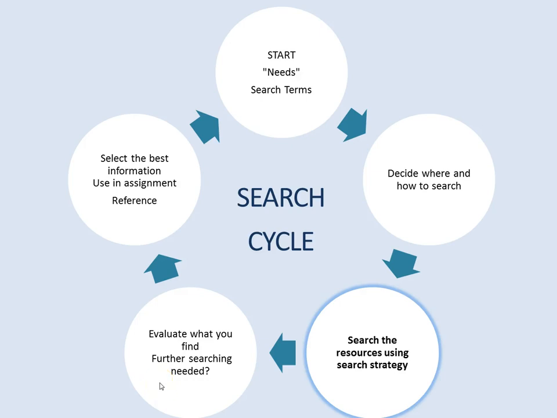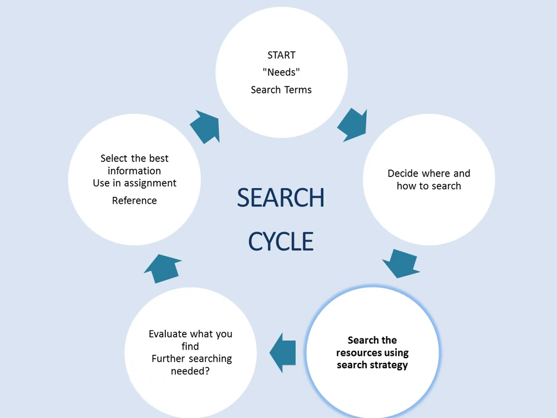In previous videos, we've looked at identifying our keywords for our search terms. And we've also looked at deciding which resources are the best to use, such as your books or your journals. We now need to consider which search engines are going to be the best for our search needs.